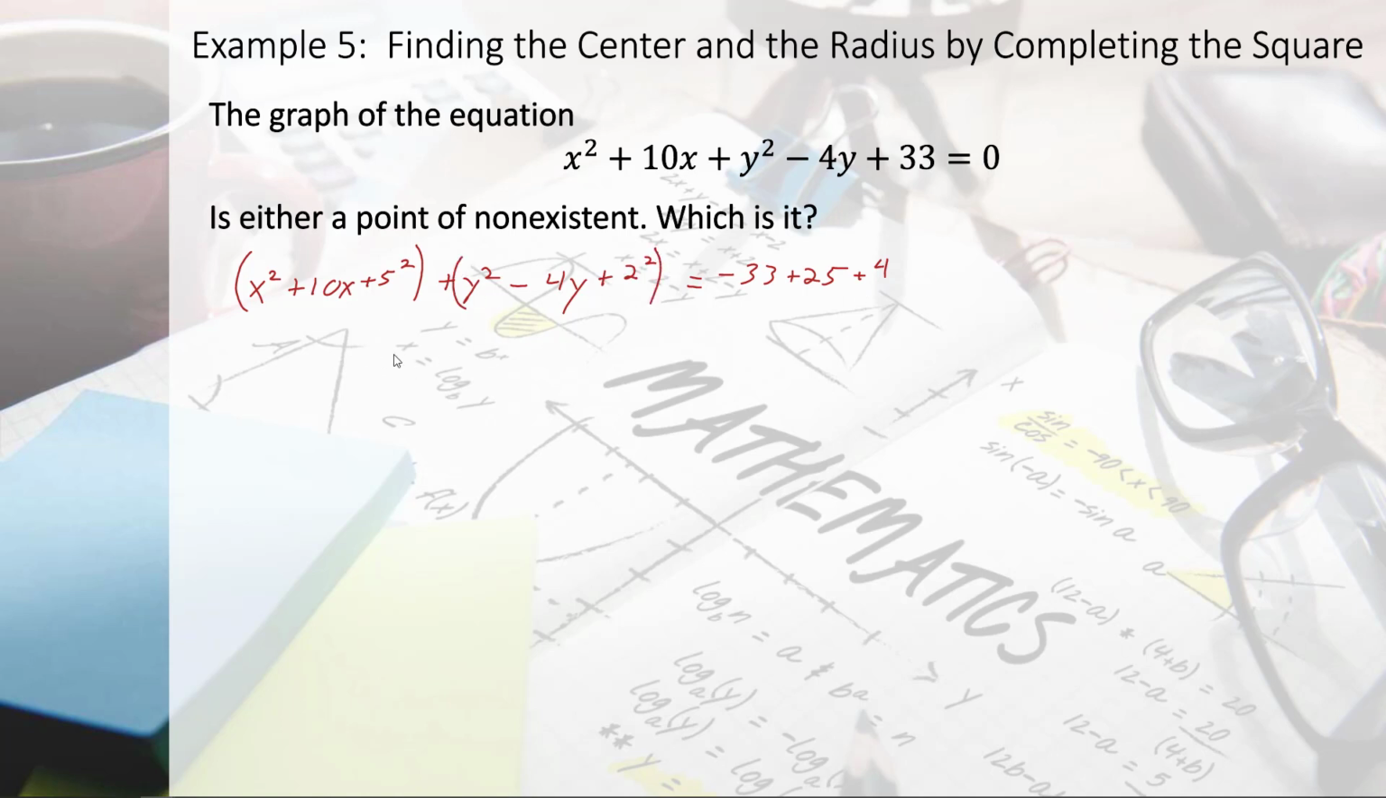Now this is a perfect square. This right here is going to be x plus 5 squared. This is also a perfect square. That is going to be y minus 2, the entire thing squared. And then that is going to be equal to negative 33 plus 25, which is negative 8, plus 4, which is negative 4. So the graph is non-existent.